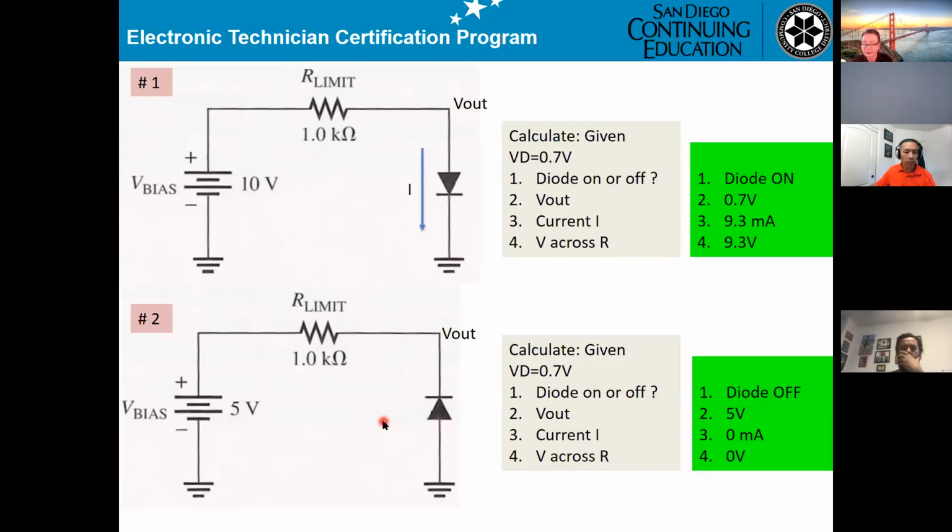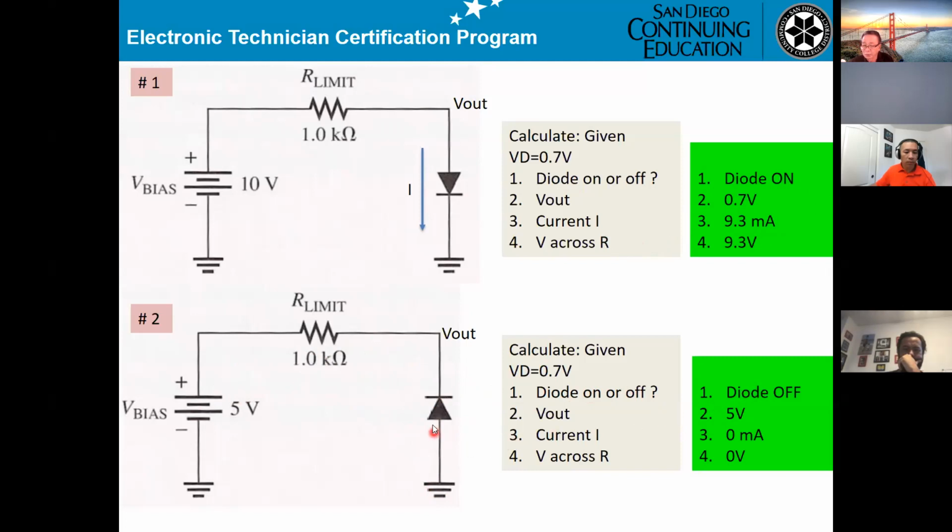On the second circuit, you get 5 volt on this side and 0 volt on this side. So it cannot be higher than 0.7, and the diode will be off. What happens when the diode is off? It will be open. That means no current can flow in the open circuit. So if they ask whether the diode is on or off, the answer will be off.